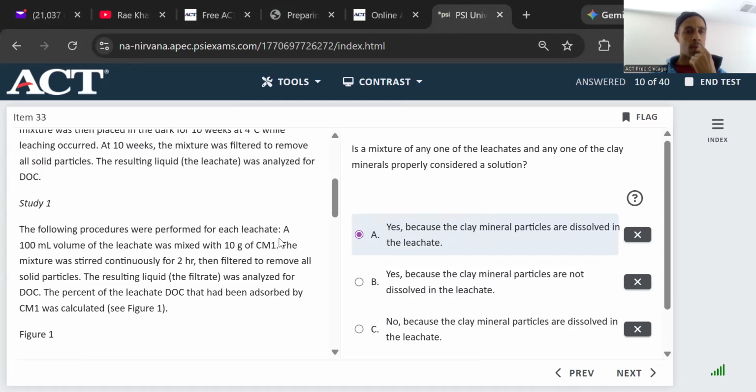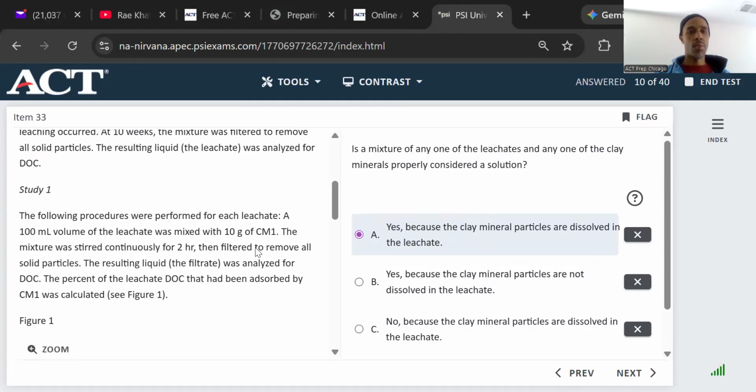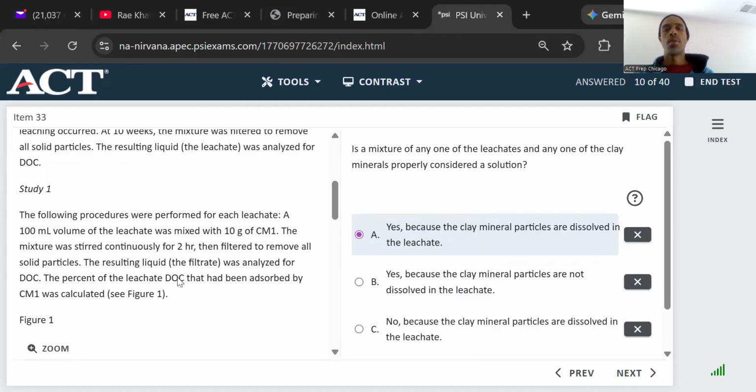this says a 100 milliliter of leachate was mixed with 10 grams. The mixture was stirred and then filtered. And then the CM1, the percent of leachate DOC that had been absorbed by CM1. That's a tricky one. Is a mixture of any one of the leachates and any one of the clay minerals properly considered a solution because the clay mineral particles are dissolved in the leachate?